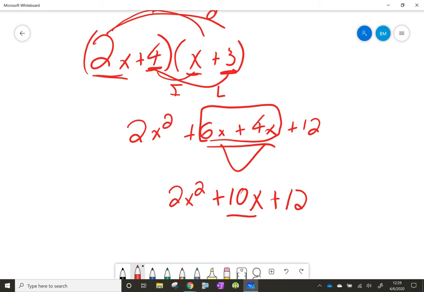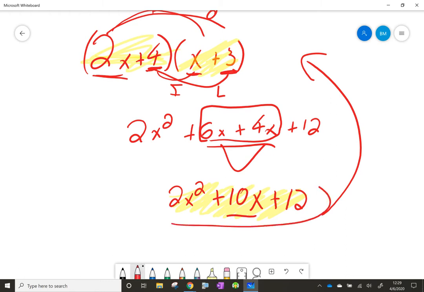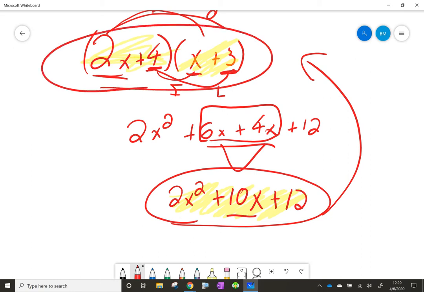But there you go. Now, what we're going to be doing in this section is going backwards, right? Remember, the things that multiply together are the factors. So 2x plus 4 and x plus 3 are the factors. And the 2x squared plus 10x plus 12 is the product, because that's your answer. But when we are factoring, we'll be going the other way. So we'll have the final answer, and our goal is to factor it into those two factors, kind of like the 2x plus 4 and x plus 3. So our answer is going to look kind of like those.